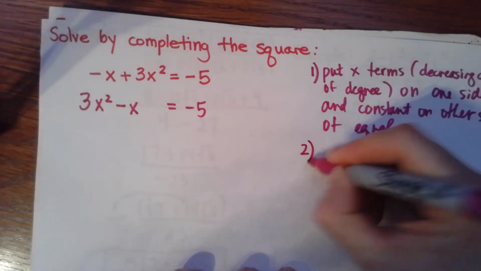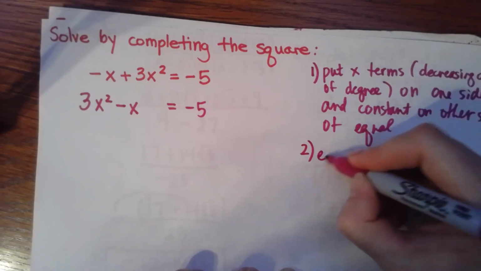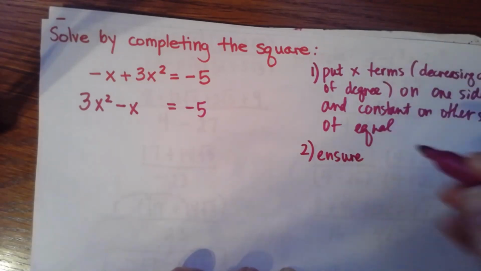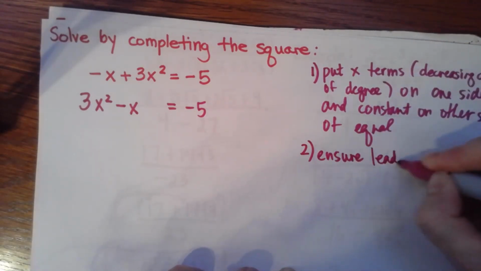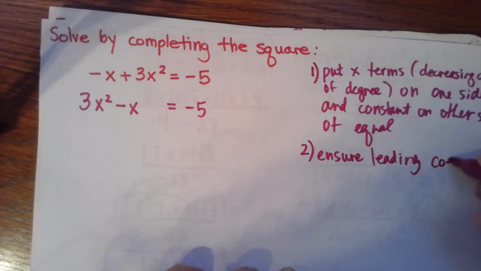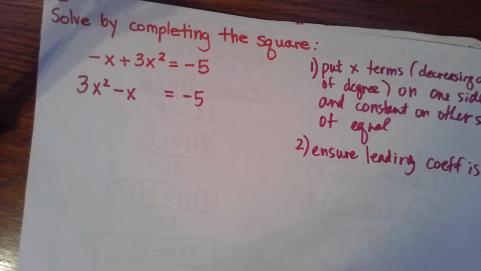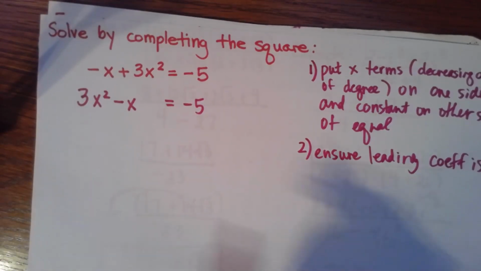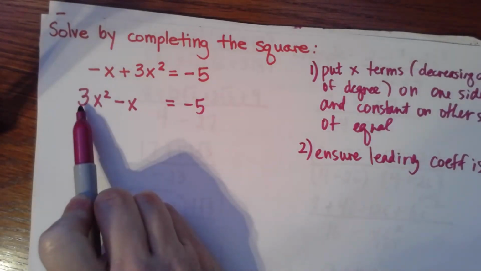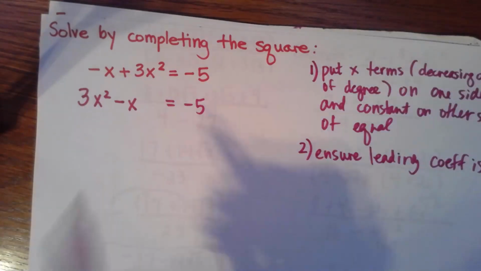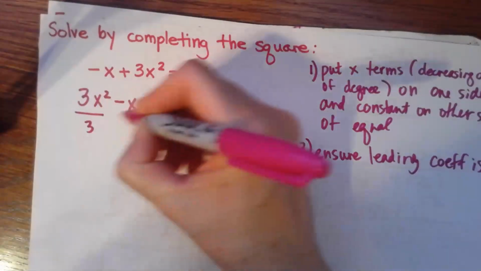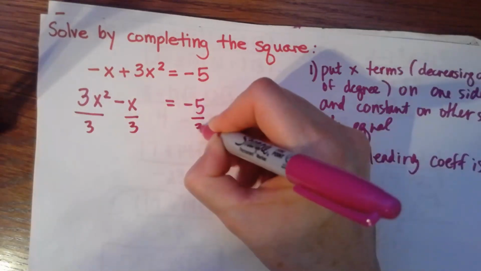Okay, so the second step is to ensure that the leading coefficient is 1. Okay, if the leading coefficient is not 1, the rest of what we're doing will not work. This is very, very important. Okay, so since our leading coefficient is currently 3, we can't go on until we make that a 1. So we've got to divide everything by 3.